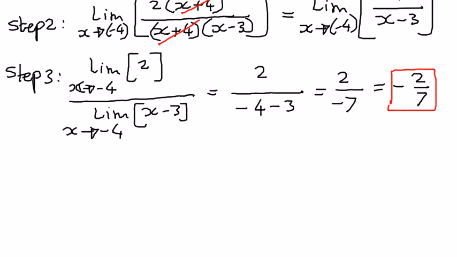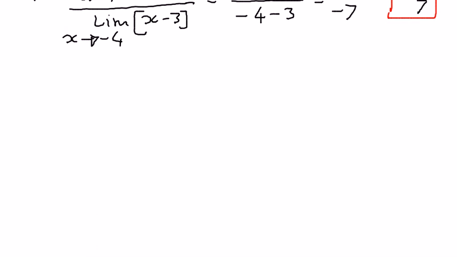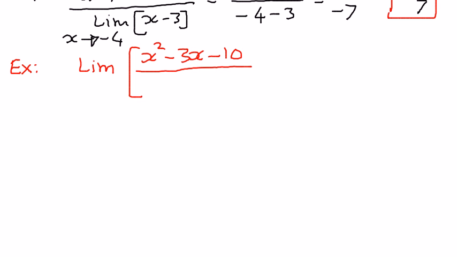Okay, so let's look at another example. In this example, let us say we want to find the limit of this function x squared minus 3x minus 10, the whole thing divided by x squared minus 10x plus 25, as x approaches 5.